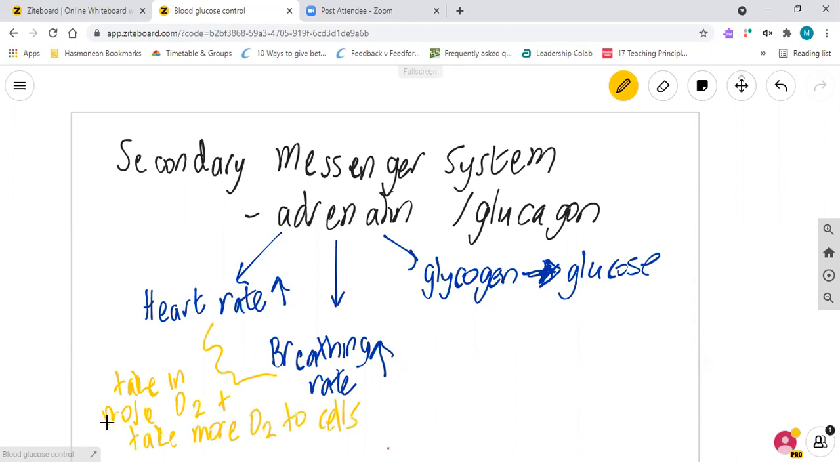Now you should know that more oxygen to the cells means that you can do more aerobic respiration. But the other reactant for aerobic respiration is glucose. So where does that come in? Well, adrenaline is also responsible for the conversion of glycogen to glucose in the same way that glucagon does. But obviously it's secreted in different conditions. Whereas glucagon is secreted when your blood sugar level drops, adrenaline is secreted in times of stress or fear or excitement.